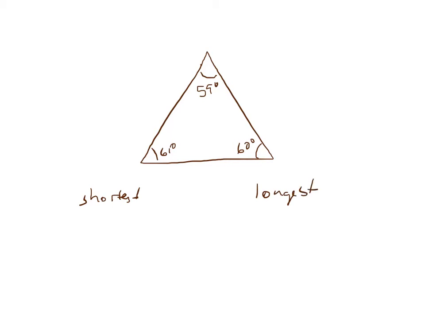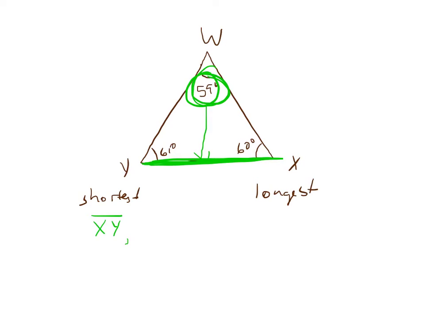Shortest to longest. Alright, we'll do that. The smallest angle is 59, and the side that is opposite is this one down here. Now, I should label W, X, and Y just like your book has it, so that we can say the shortest side is opposite of the smallest angle. So side XY is the shortest.